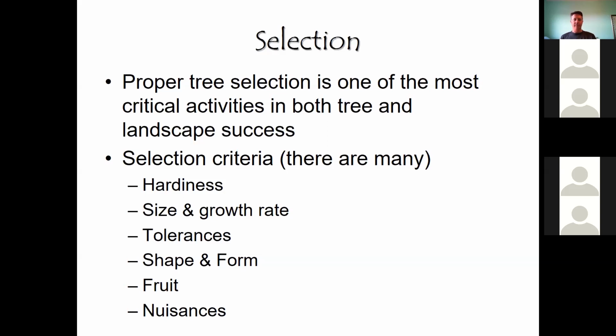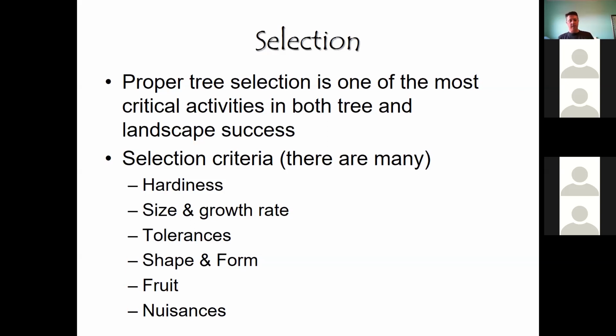Tolerances. This becomes important for us because tolerances is like looking at trees that might be tolerant to salt or wind, or high pH or clay soils, or pollution. And some of those tolerances become particularly important here in Utah, because we typically are growing on salty or saline soils, so we look at salt tolerance as being a key criteria.